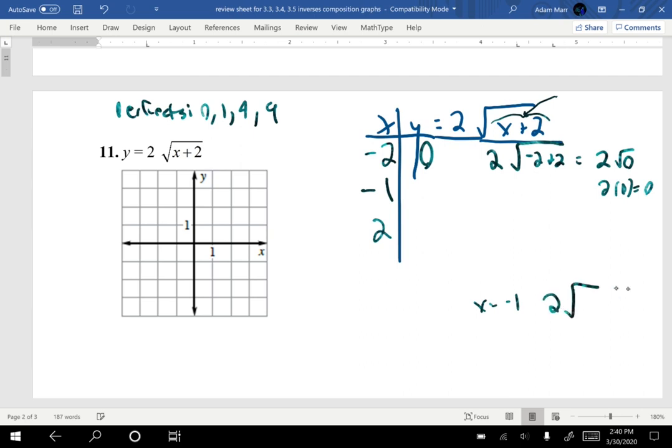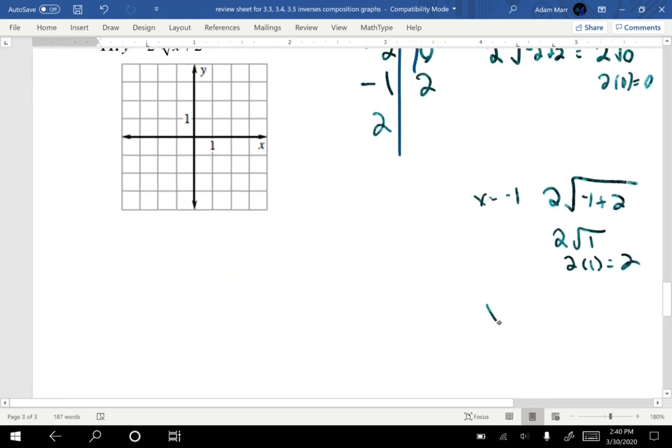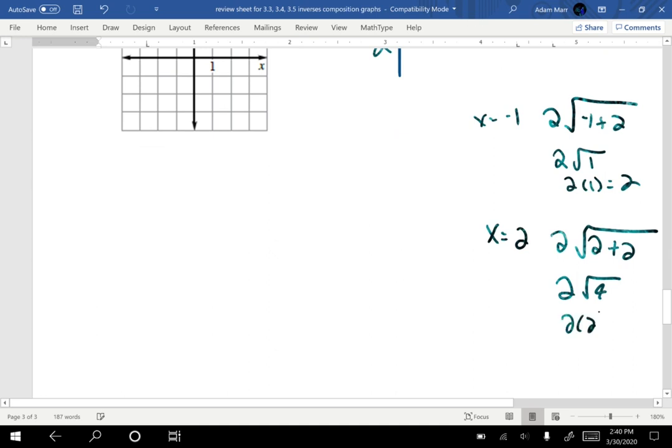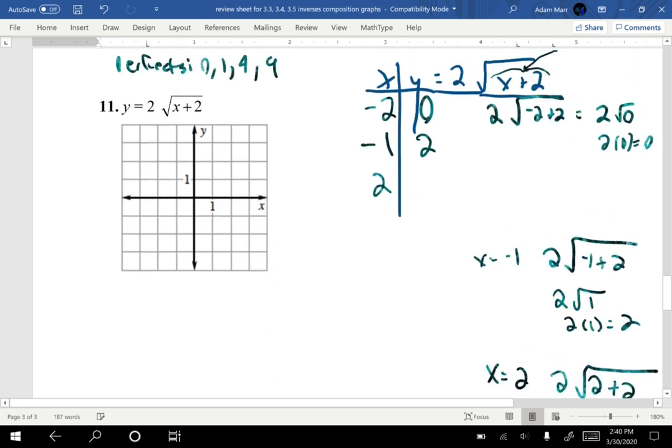Then next, for x equals negative 1, that will be 2 times the square root of negative 1 plus 2. Negative 1 plus 2 is 1, so 2 times the square root of 1. The square root of 1 is 1, so 2 times 1 just equals 2. And for x equals 2, that will be 2 times the square root of 2 plus 2. That's going to be 2 times the square root of 4. The square root of 4 is 2, so 2 times 2 equals 4. And there we have our t-table completed.